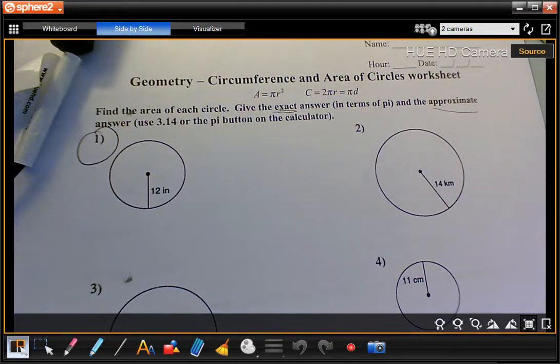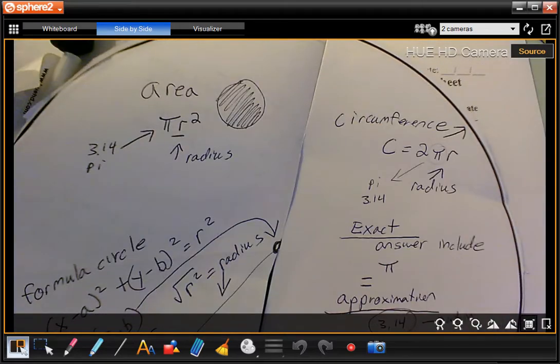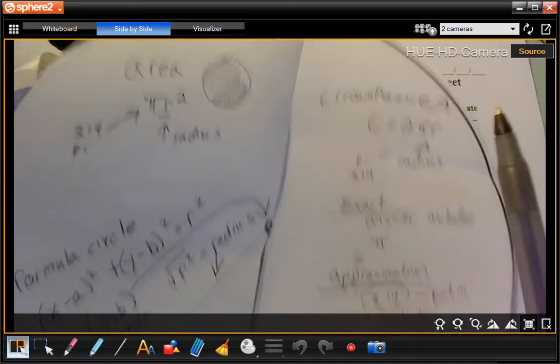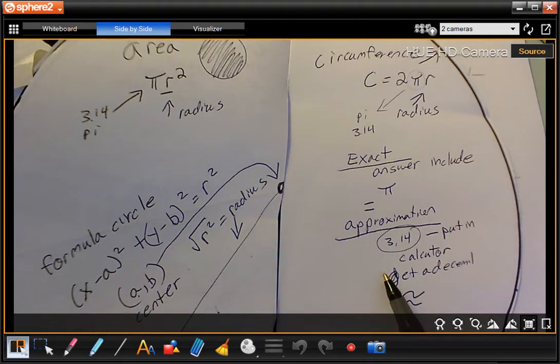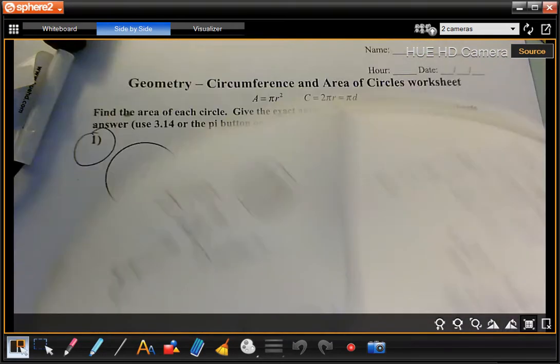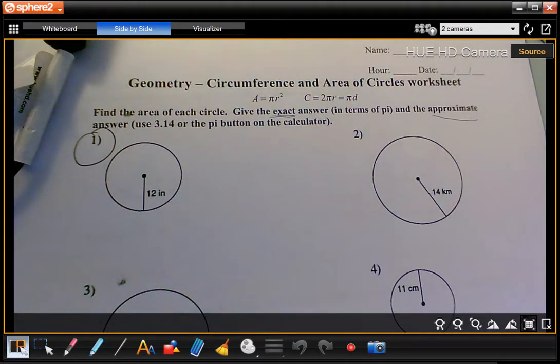All right, we're looking at the circumference and area of circle worksheet. Hopefully you've done your notes for this. If you want to follow along in my circle book, the notes are on the second page. I've got area here, circumference, exact and approximate, and that's what I'm going to be using for this. So I will reference back to them. I'm just going to do a couple in each section.